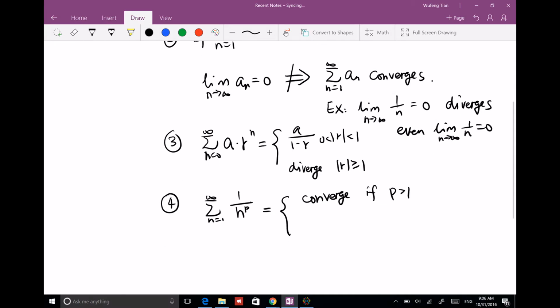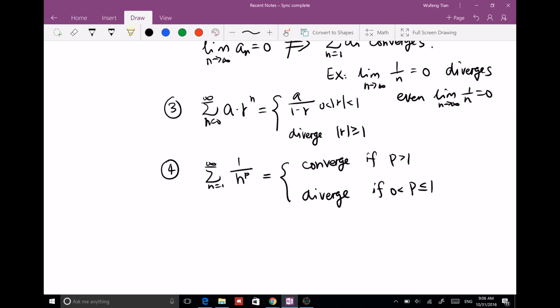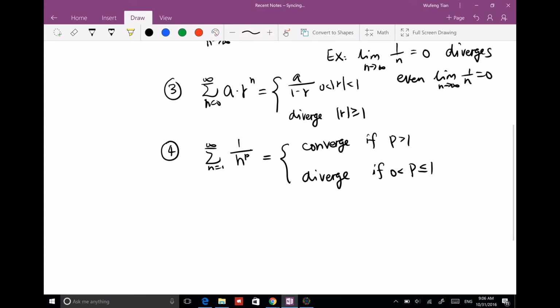Okay, it's very obvious. If p is bigger than 1, the terms get smaller faster, they reduce so quickly, right? And if p is less than 1, it reduces a little bit slower, okay? It diverges if p is less than or equal to 1, bigger than 0. You can use some numbers to compare. It's very easy to memorize the p-series. Alright, so this is the p-series.